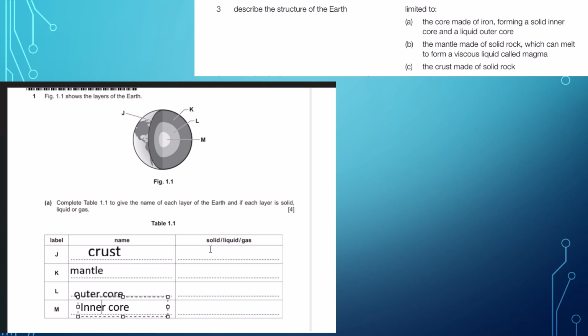Then you have to remember that the crust, where we're walking, is solid. Otherwise, we wouldn't be able to walk on it. For the mantle, you can get points for both solid and liquid, depending on where you are in it. The outer core is liquid metal, so that's liquid. And the one that surprised some people in the exam is that the inner core is actually solid. So if you do all that, you get all 4 points. That's good.